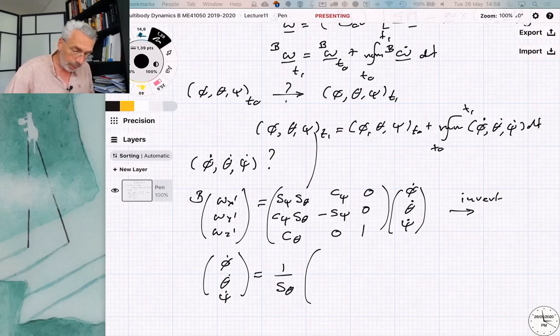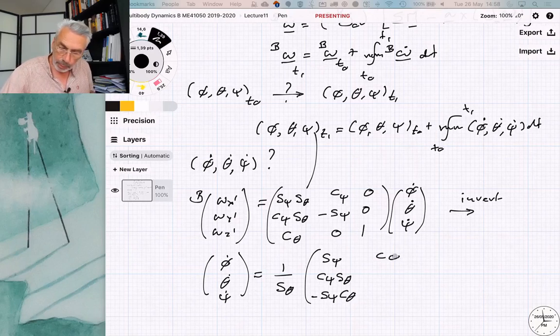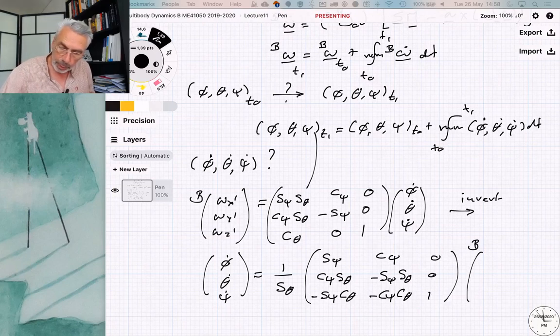I'm just copying my result here. So sine phi cosine phi sine theta minus sine phi cosine theta cosine psi, and in the book there's also this result. Because I can easily make a mistake here, but I think in the book it's correct. And then 0, 0, 1, and then times, here in the B frame, the body fixed frame, omega x, omega y, and omega z.